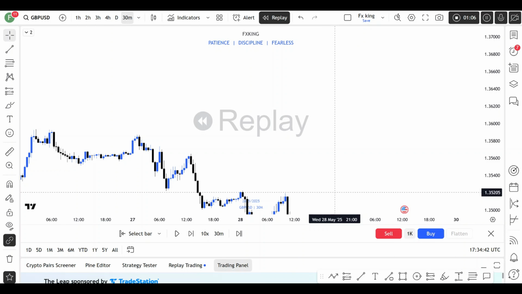So the first thing we are going to do is take entry type 1, which is the CHoCH method, the change of character method. That is the simplest and the most widely used method there is in SMC. So what do we look for in this method?